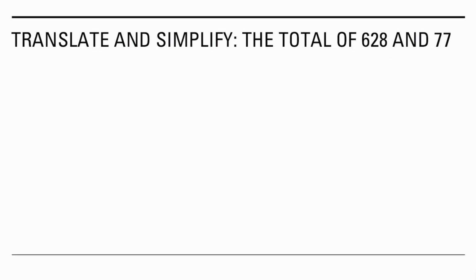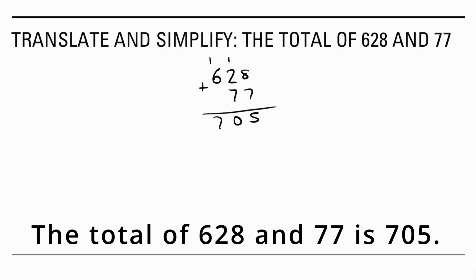The total of 628 and 77. And so to have a total also means to have a sum. And so if we're adding two things together, we get a total. And so we'll just do that now. Make sure we line up our places there correctly. And we get 8 plus 7, which is 15. 1 plus 2 is 3, plus 7 is 10. And 1 plus 6 is 7. And so we end up with the total of 628 and 77 is 705.